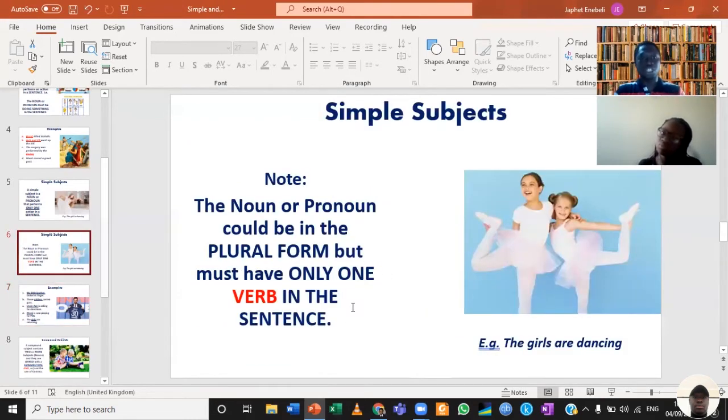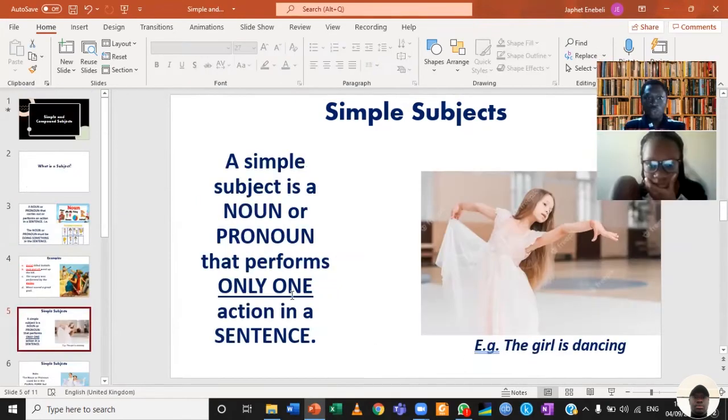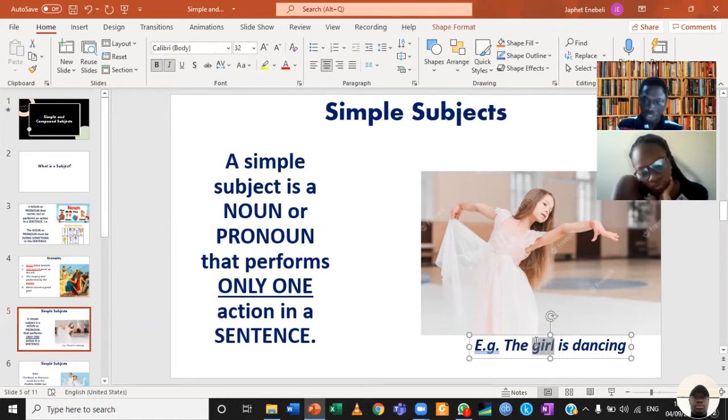Now, let's come back to this place. Let me explain it to you. When I say it doesn't matter if it's in plural form, what I'm trying to say is that what they want from you is one word. When they say a noun or a pronoun, what they are trying to say is a word. When they say simple subject, what you're trying to refer to is a word. So the girl here is a word.